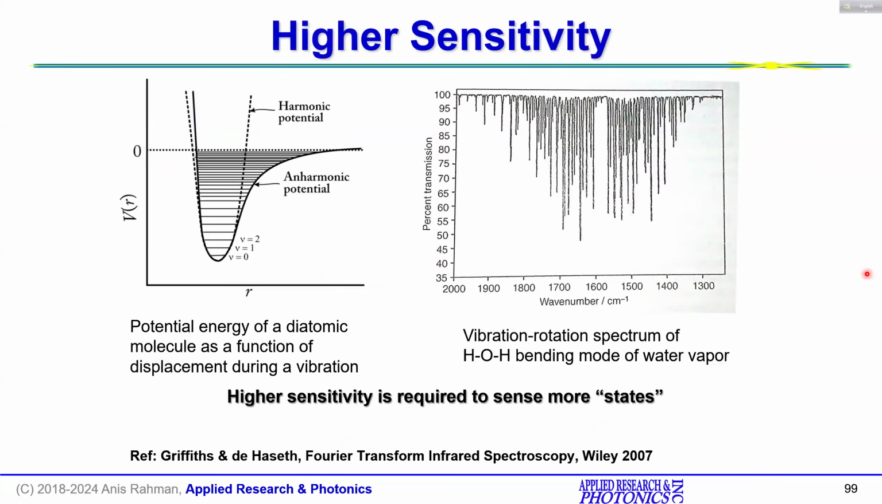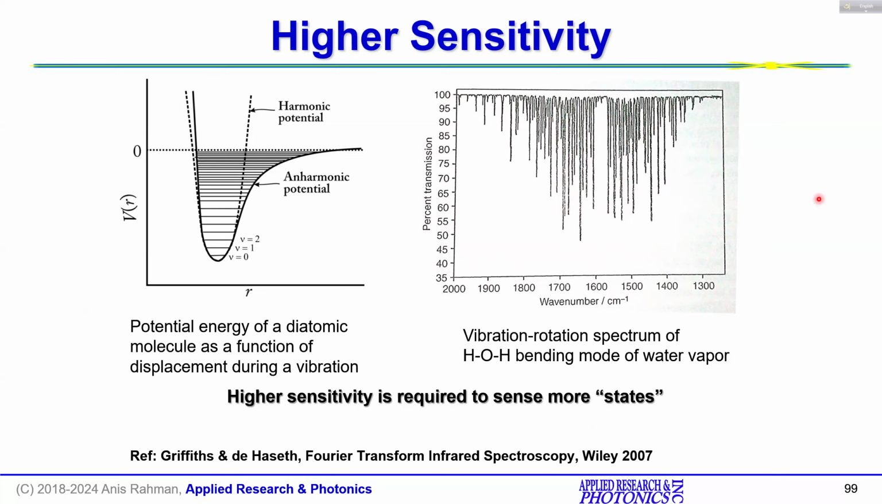And why is that important? Because if you consider even the water molecule, H2O, and this graph is taken from a textbook written by Griffiths and de Haseth in 2007, published by Wiley. It shows that even for this simple model, if you consider a potential energy diatomic molecule as a function of displacement during a vibration, one should get a lot of absorbance states, meaning that the water molecule is resonating at so many frequencies. Wave number is a unit of frequency. So many frequencies they're resonating.